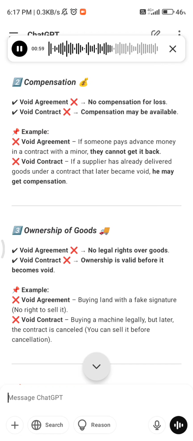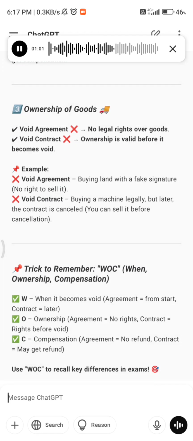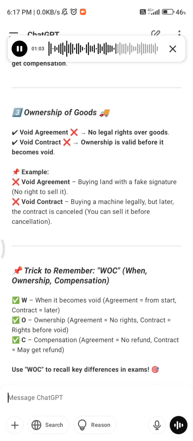3. Ownership of goods. Void agreement: no legal rights over goods. Void contract: ownership is valid before it becomes void. Example: void agreement. Buying land with a fake signature, no right to sell it. Void contract: buying a machine legally, but later the contract is canceled. You can sell it before cancellation.